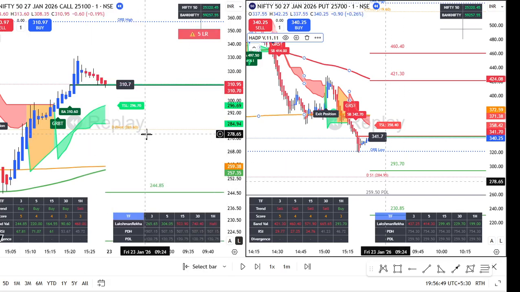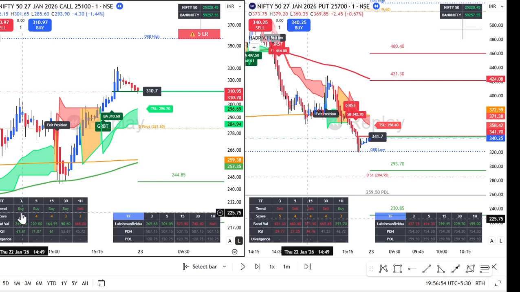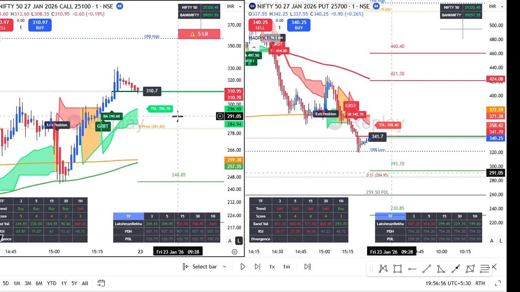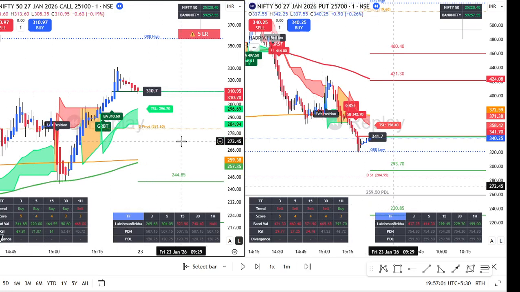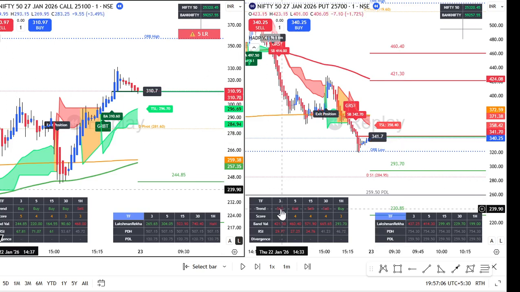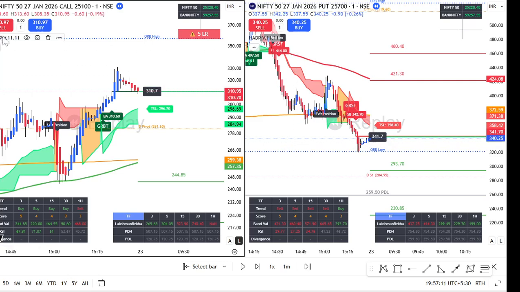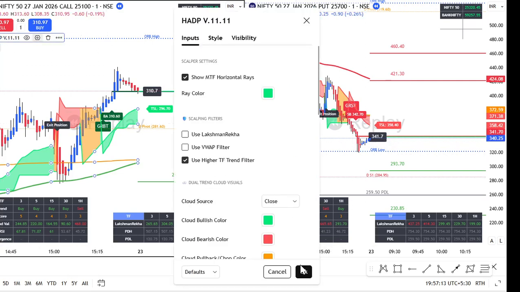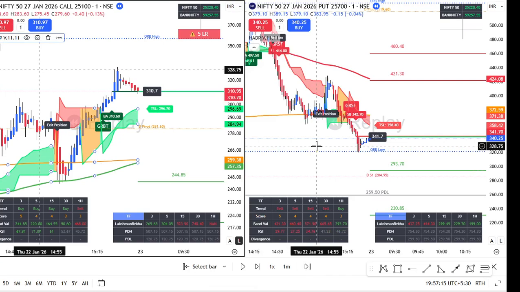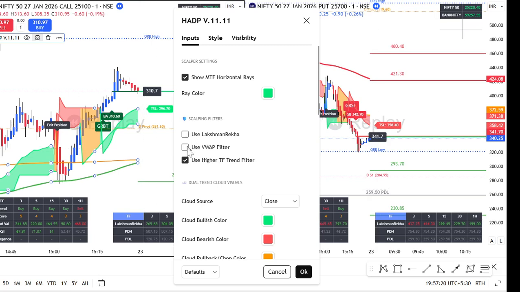Okay. Similarly, here on the call side, everything is into buy. So we will trade only the call side, if at all we get any fresh buy triggers, unless something changes here. Okay. Now with that, for now I am using alignment with the higher time frame. If you want, you can use it, or if you don't want, you do not use it. Similarly, if you want to use Lakshman Rekha and VWAP, you can use them. I've told you the uses.